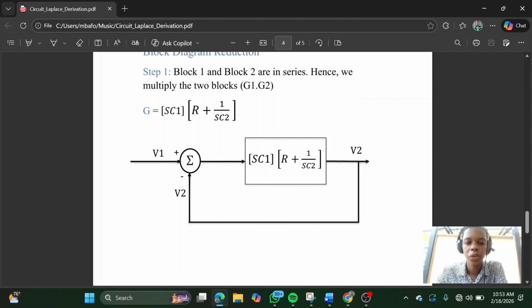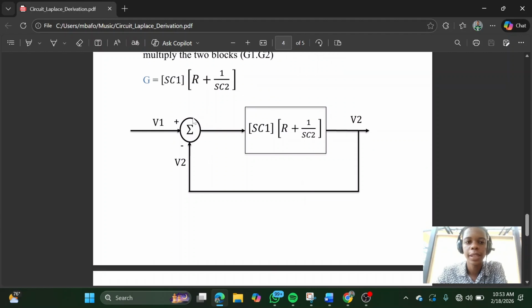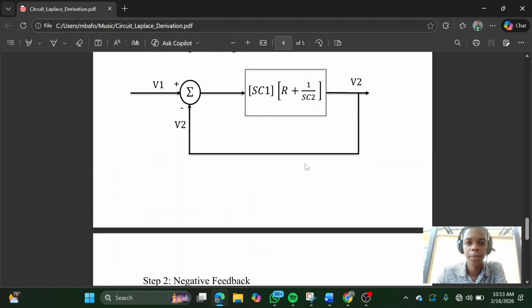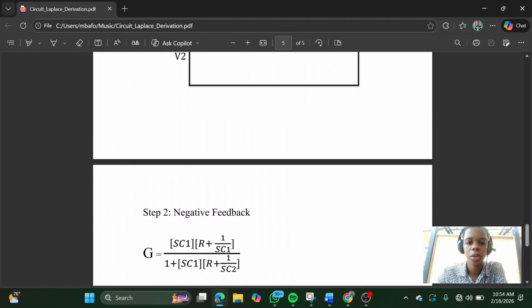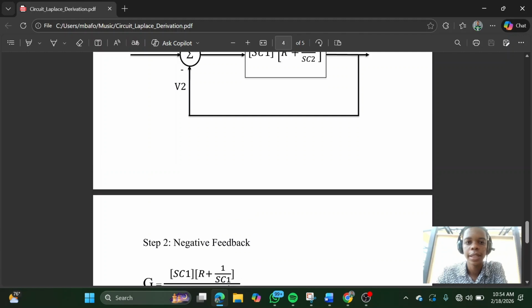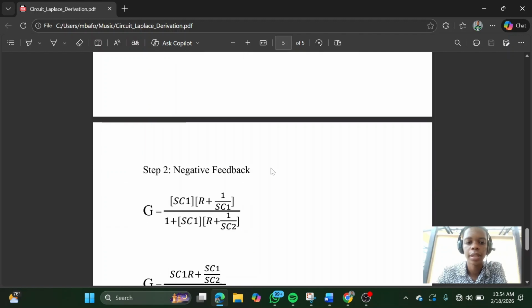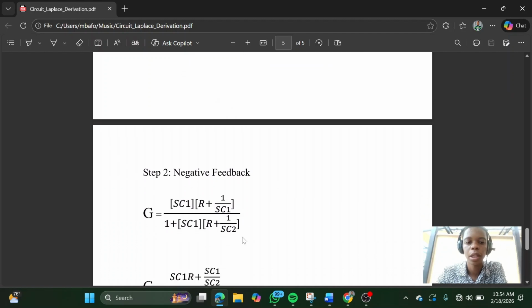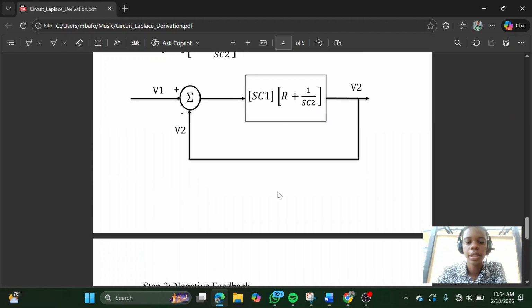Now, to reduce further, we have a negative feedback here. So to solve these circuits, we use the negative feedback law, which says that we have SC1 times R plus 1 over SC2, divided by 1 plus SC1 times R plus 1 over SC2. So this is the formula we are going to use to reduce this block.